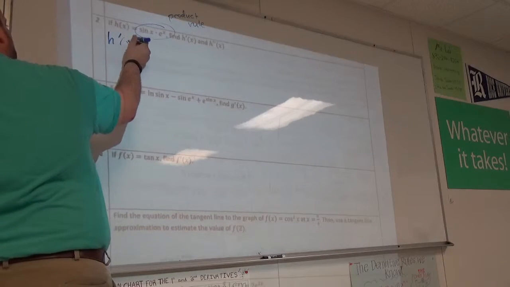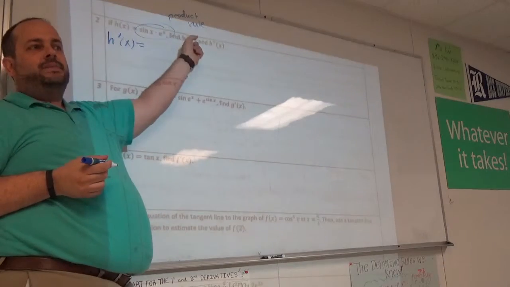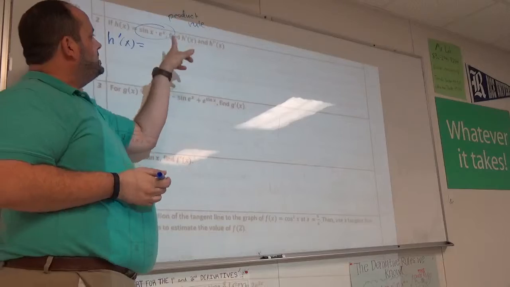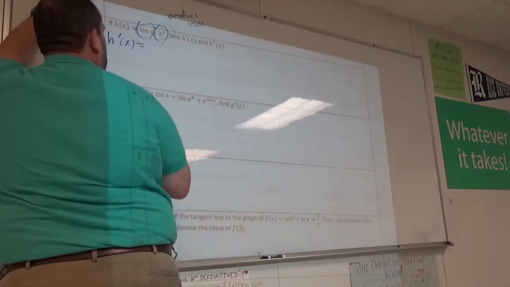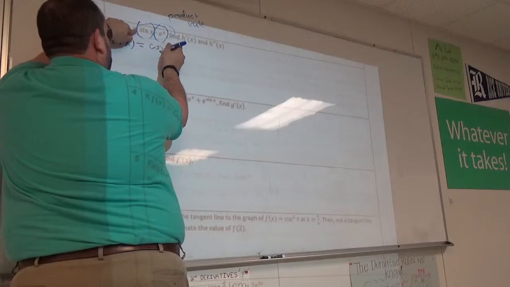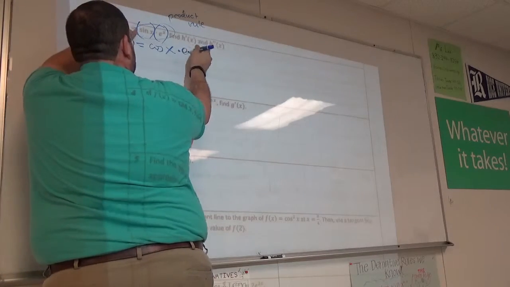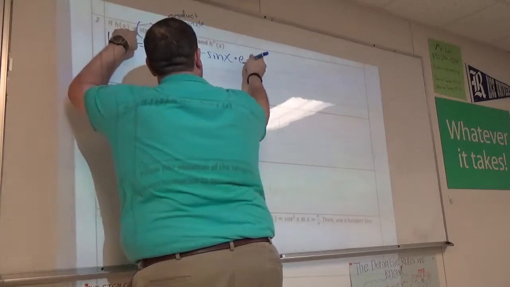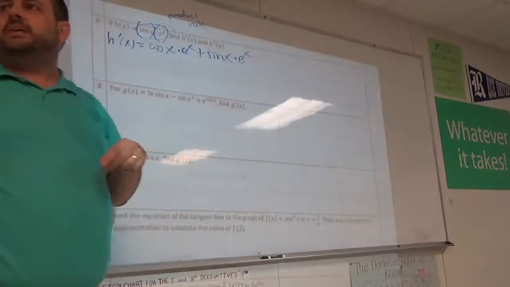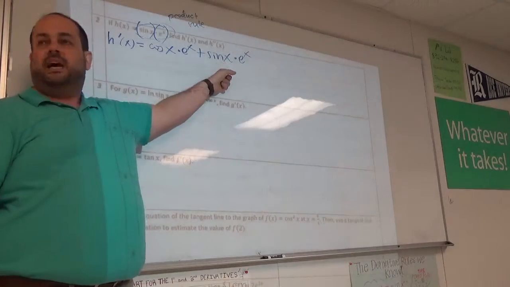Sine of x. H prime. Let's see. Sine of x times e to the x. Product rule says take the derivative of the first, leave the second alone. Derivative of the first is cosine of x times e to the x, plus leave the sine of x alone times the derivative of the second one, which is e to the x. Cosine of x times e to the x plus sine of x times e to the x.